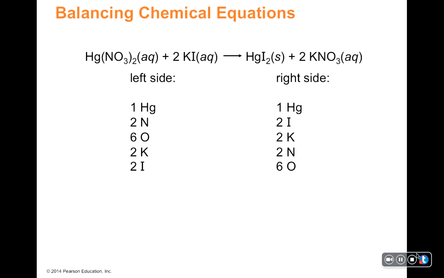If we look on the right, we have 1 mercury, we have 2 iodine from that subscript, and then the 2 in front multiplies through, so we have 2 potassium, 2 nitrogen, and 2 times 3, 6 oxygen.